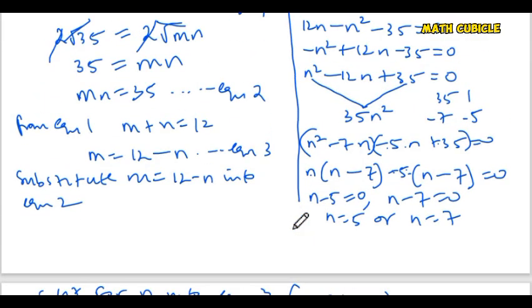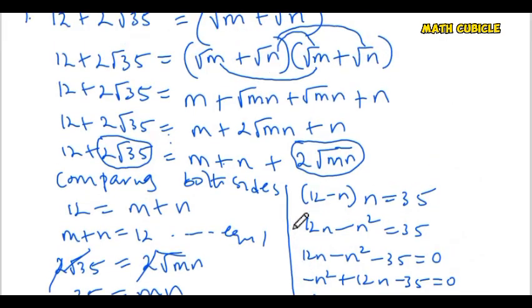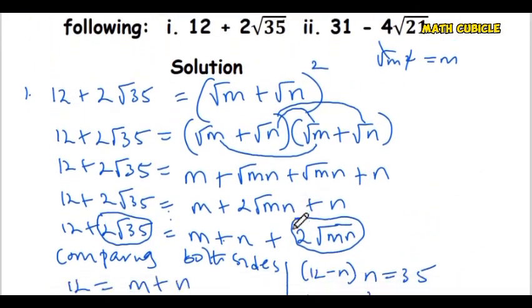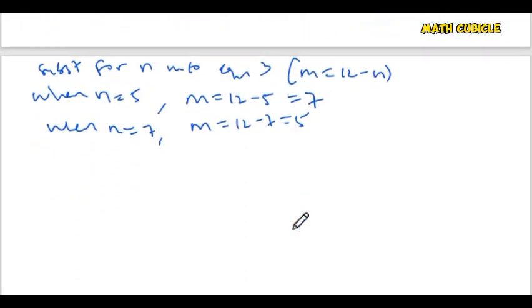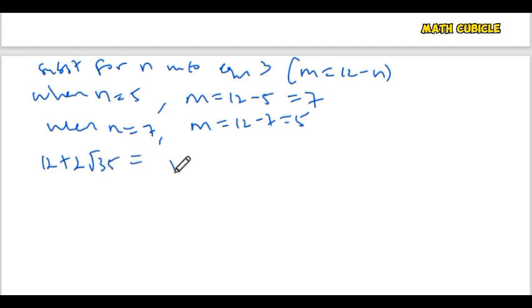So the square root of 12 plus 2 root 35 is equal to root 7 plus root 5, where m is 7 and n is 5, or vice versa. So that's the answer.